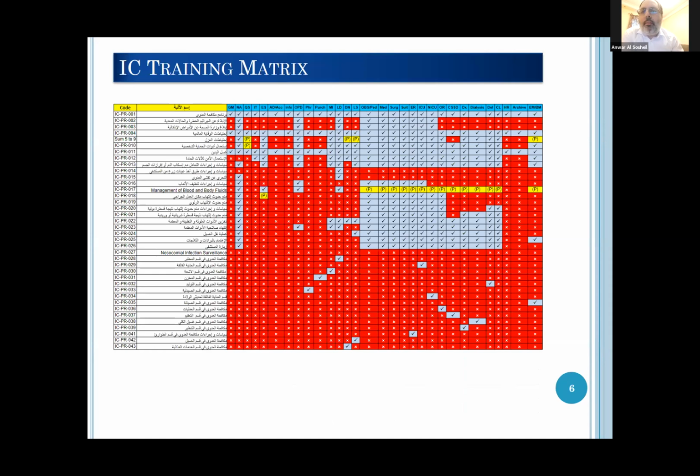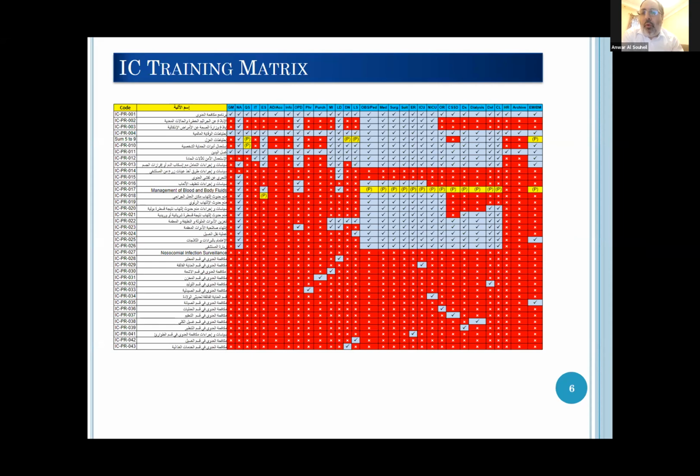For this, we developed this table. It is an infection control training matrix. We don't want the staff to stay for 2 hours in the orientation or in any training session, sitting in a 2 hours period, listening to all of the infection control policies and procedures. We did an infection control training matrix, which tells, for example, the administration have no relation with the isolation precautions. So they must not be introduced to this part.